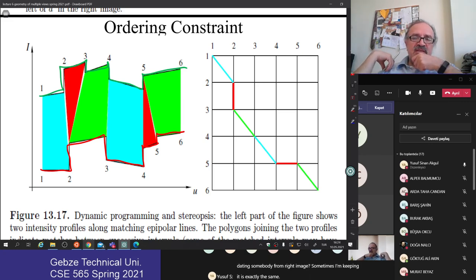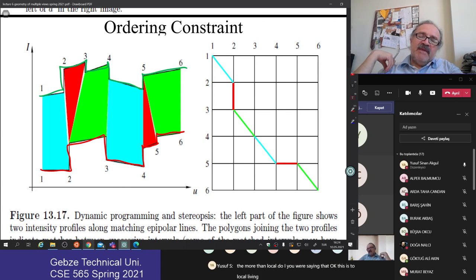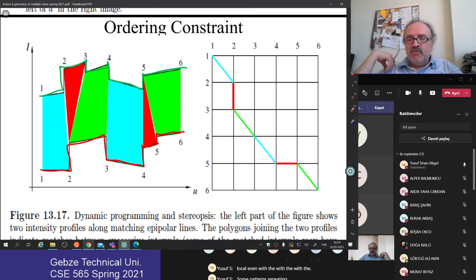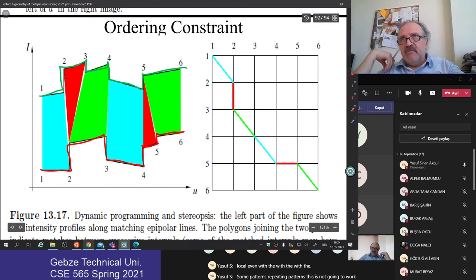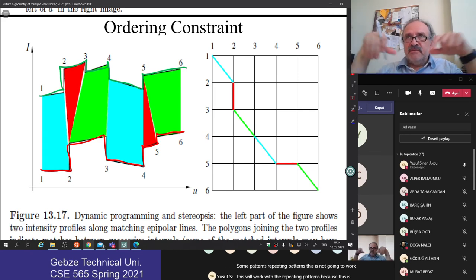So this technique matches the left image with the right image line by line, using dynamic programming, and it is more than local. Okay, this is more than local. Doğa, you are saying that this is too local. I mean, with some repeating patterns, this is not going to work. This will work with repeating patterns because this is matching the whole line with the whole other line.